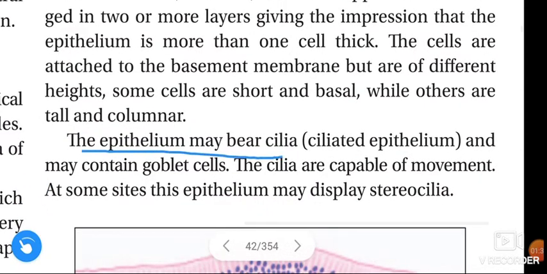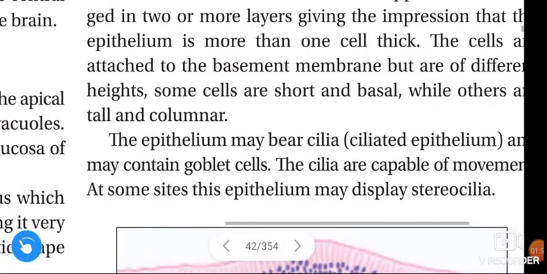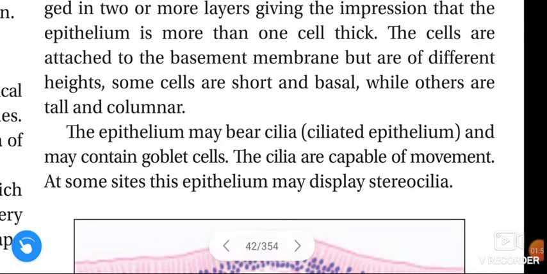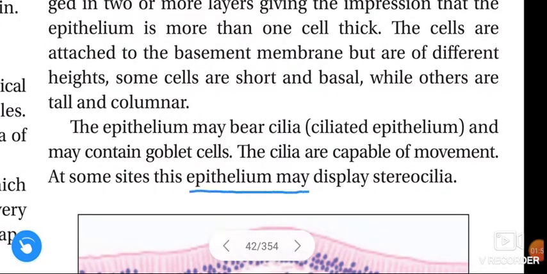The epithelium may bear cilia, which we call ciliated epithelium, and may contain goblet cells. The cilia are capable of movement. At some sites, this epithelium may display stereocilia.